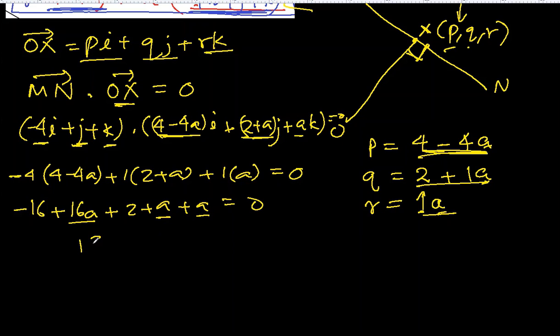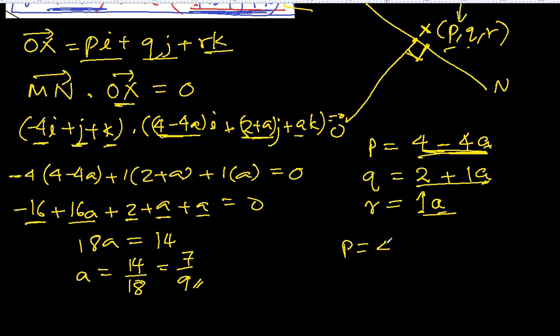16a plus a, 18a equal to minus 16 plus 2, minus 14. And minus 14 goes to the right side, becomes positive 14. A is equal to 14 over 18, that is 7 over 9. So now we can write P will be 4 minus 4 times 7 over 9. What will that be? 28 over 9. 36 minus 28, 8 over 9.